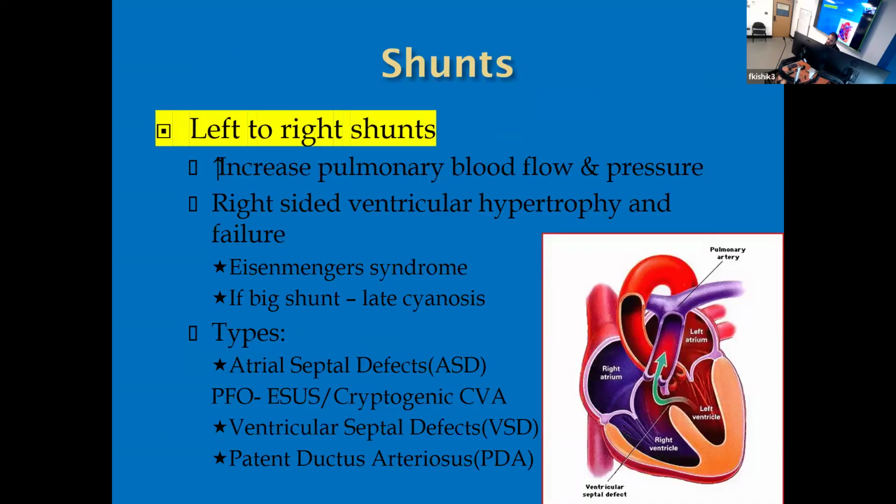A left to right shunt is not as bad: increased pulmonary blood flow and pressure, right-sided ventricular hypertrophy and failure. Atrial septal defect, it depends on what the pressure is. Ventricular septal defect and patent ductus arteriosus. With a PDA, the ductus is going to not close after birth, and you're going to have shunting, mixing of blood from your aorta to your pulmonary artery.